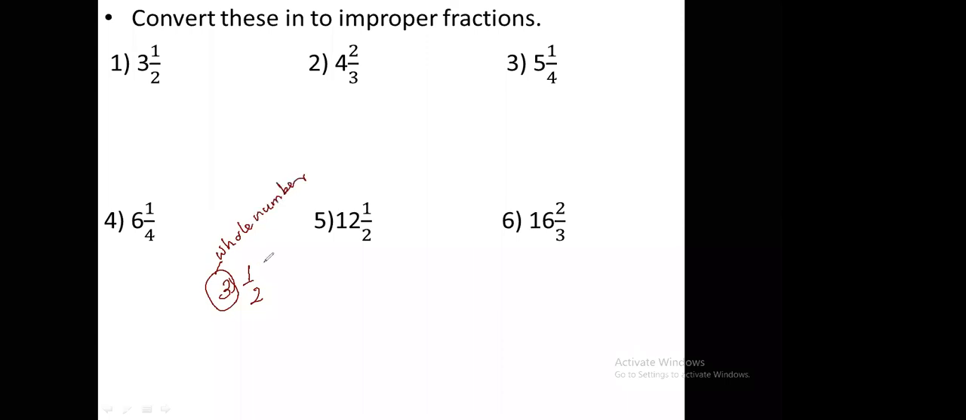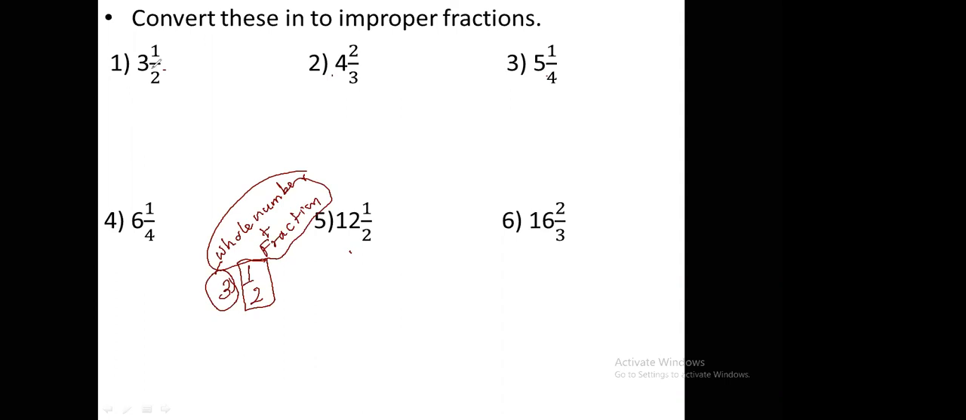And this part is called the fraction. This whole number and this fractional part together make a mixed fraction. So these are mixed fractions because they have a whole number as well as a fractional part. That's why we are saying they are mixed fractions.